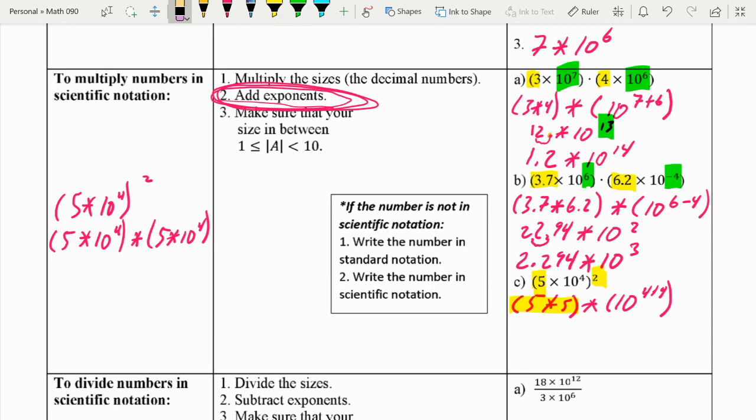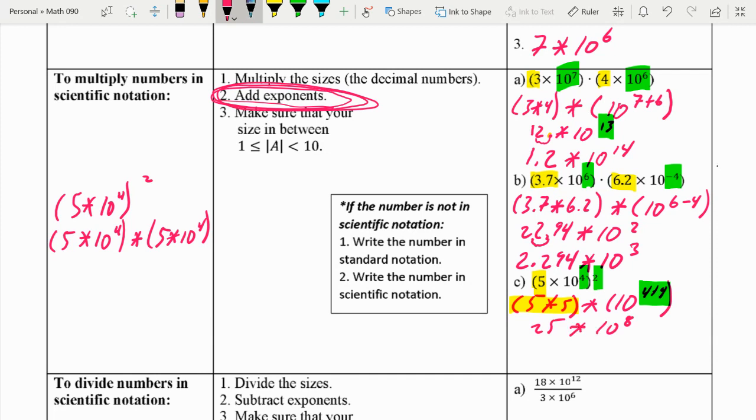Over here, 4 to the second power. What did I do? I wrote 4 two times. I just added them, remember? Or you could do 4 times 2. I wanted to show you guys two different ways. So we end up with 25 times 10 to the 8th.